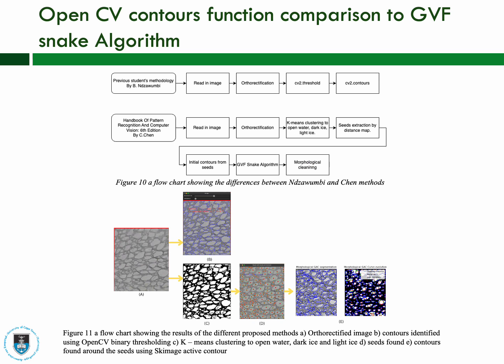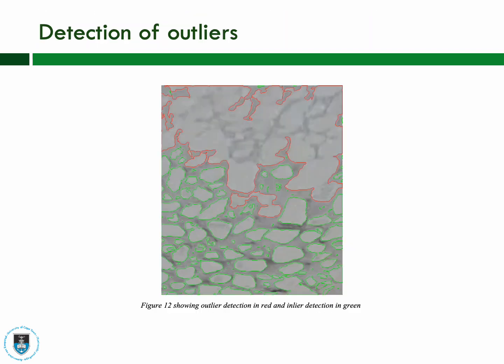Different methods of contouring were needed to be compared. The first method uses OpenCV's built-in packages of thresholding and contouring, while the second method uses the Handbook of Pattern Recognition and Computer Vision. The first method only took half a millisecond to execute, while the second method took 6.4 seconds to execute. Due to the difference in computational time, it was decided to go forward with the OpenCV packages.